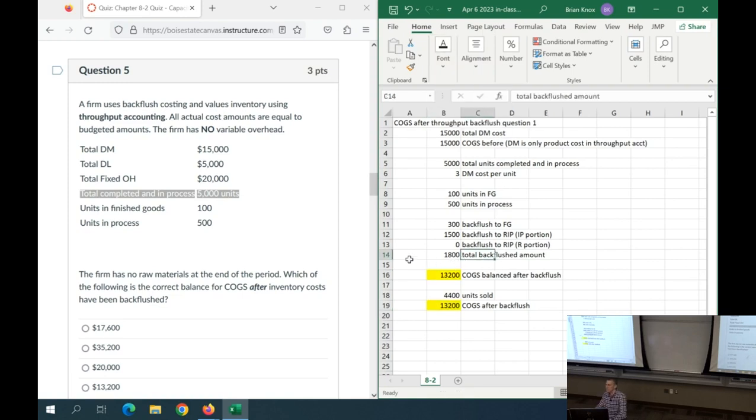Did we get, yeah? This question says it has no raw materials. If it said it did have raw materials, would you add it in? You would, yes. So I included this right here, 0 backflush for the R portion, the raw materials portion. This is where you'd add it in if you were doing my way of here's the before COGS, here's how much we're backflushing, here's the after when you start the backflush.